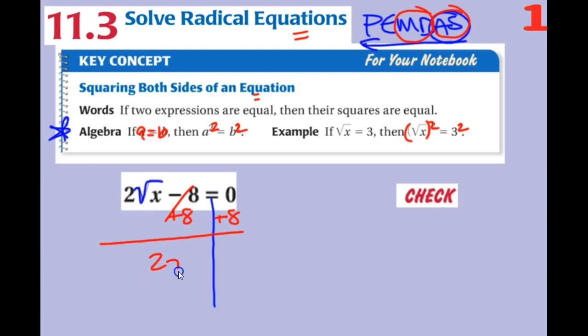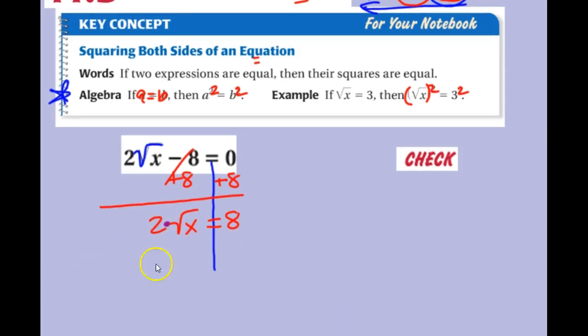So we have 2 square root of x equal to 0 plus 8 is 8. And then this is really multiplied because they're touching. So the opposite of multiplying by 2 is divide by 2. 2 divided by 2 is just 1. So we have 1 square root of x, or just square root of x. And 8 divided by 2 is 4.